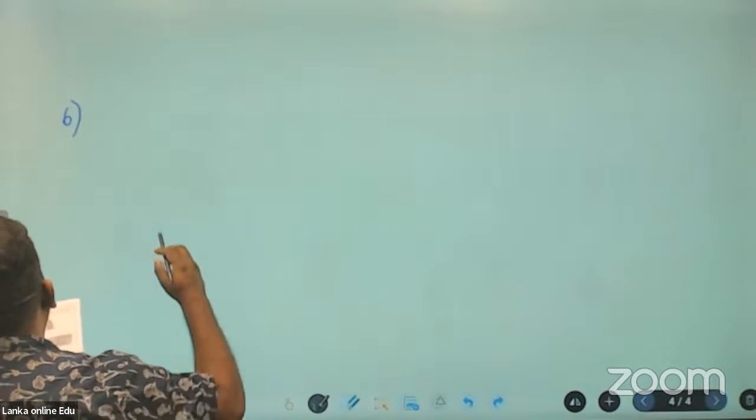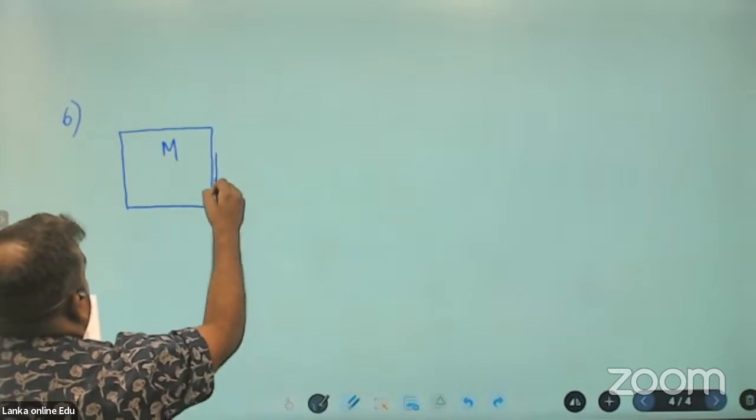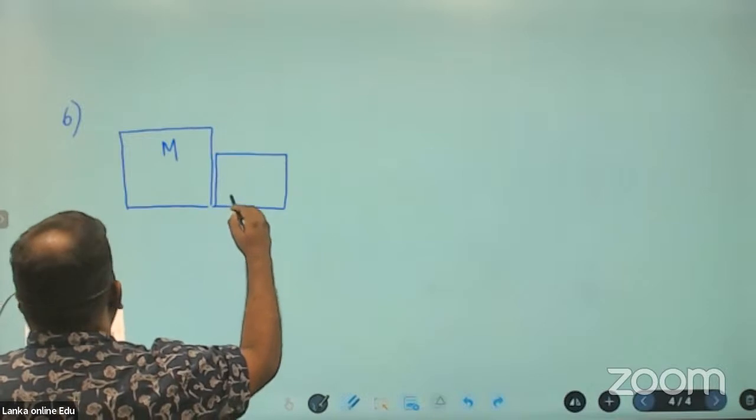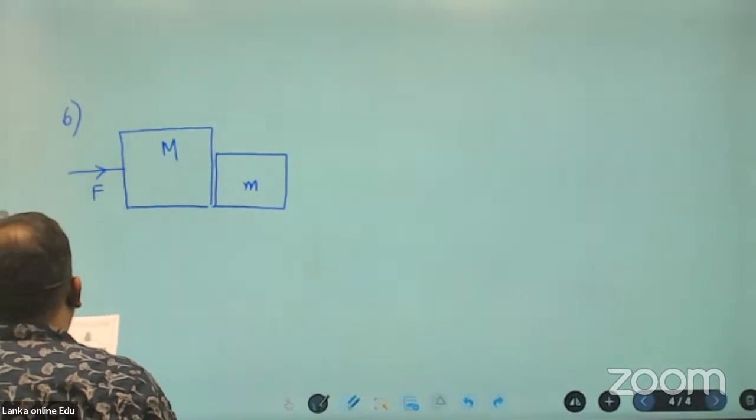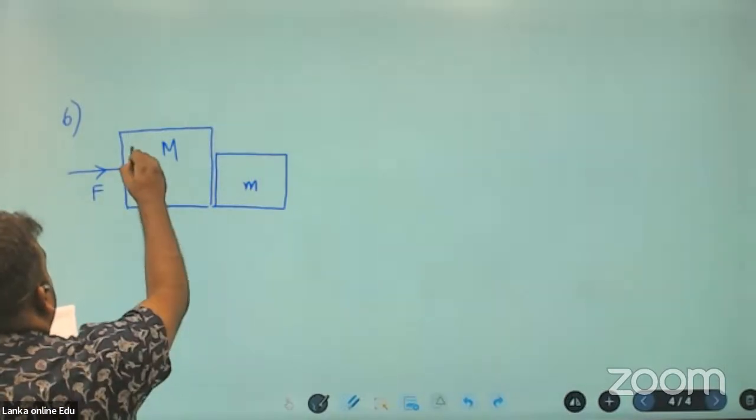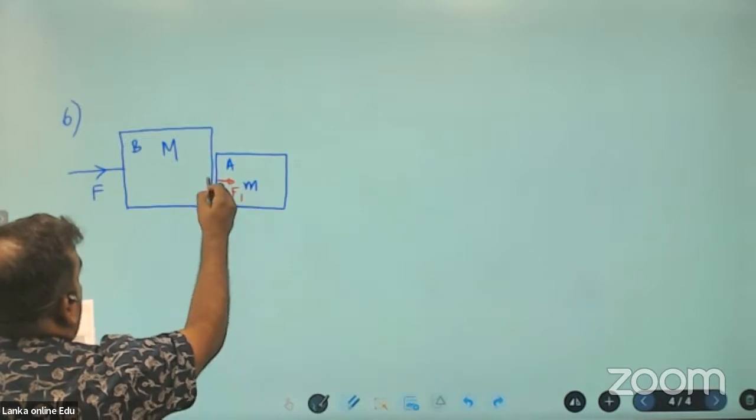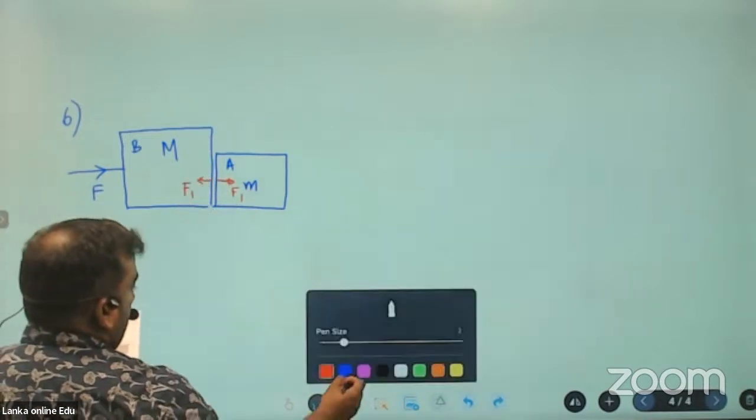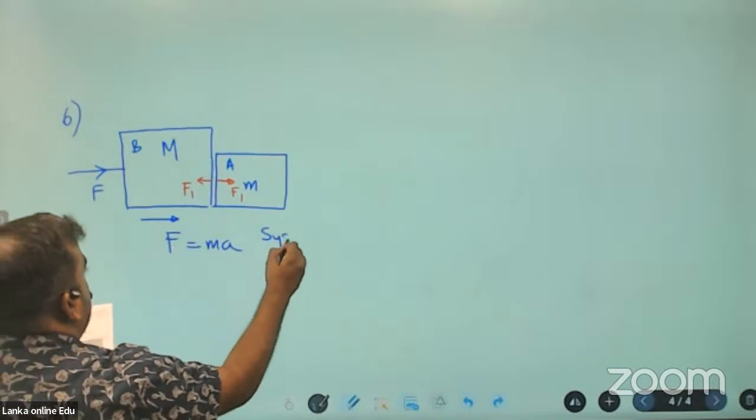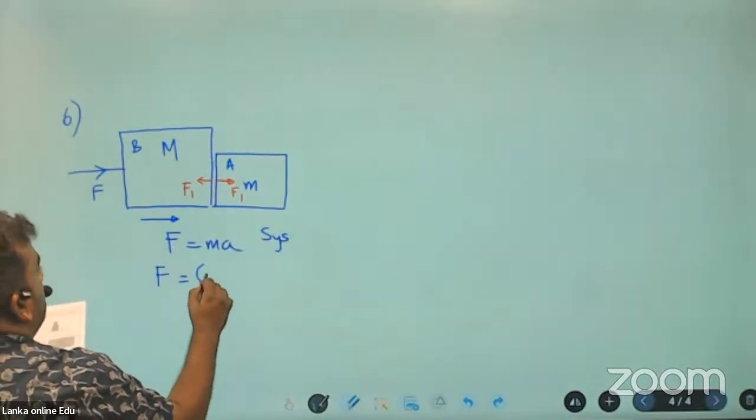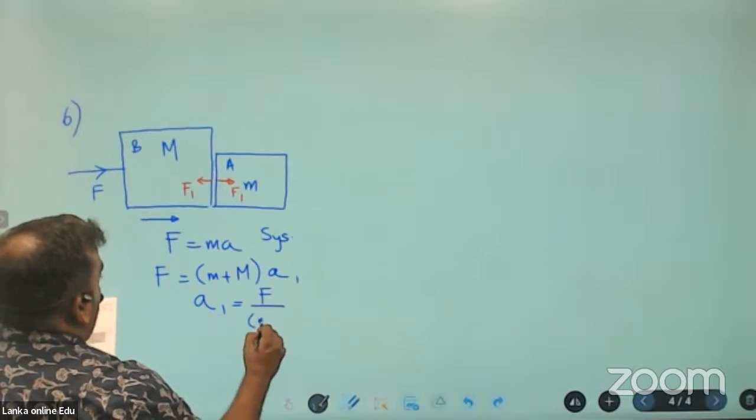Let's look at the first case. Here you have a mass capital M, and here a mass small m. Apply a force F. Now the idea is the force on A by B. This is B, this is A. If you mark the forces, I'll mark it as F1 here. Let's apply F = ma for the full system. F equals (m + M) times acceleration a1, so a1 equals F divided by (m + M).